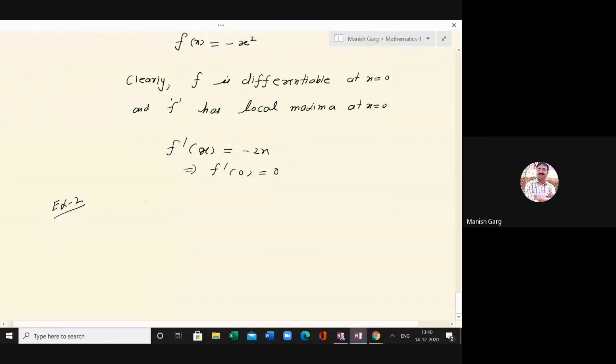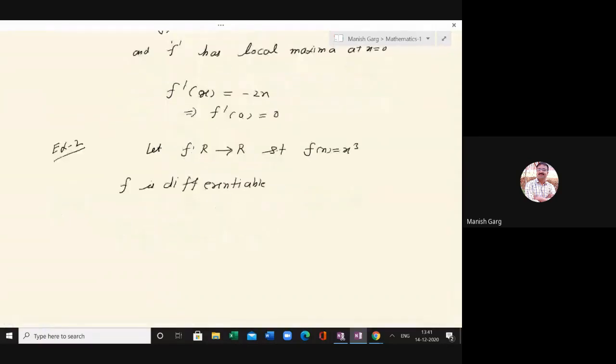So now let us see this example. Let you have a function from R to R such that f x is equal to x cube. Here f is differentiable, but you cannot say by any other method that f has a local maxima or minima. At 0, you are not confirmed. The second condition of the necessary condition is not guaranteed. You are not 100% sure that it will have.